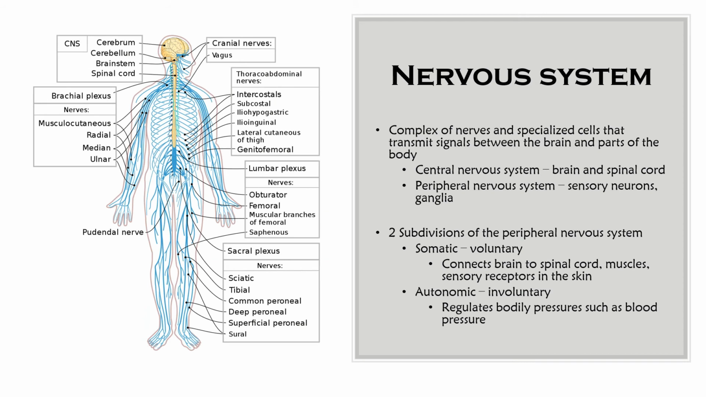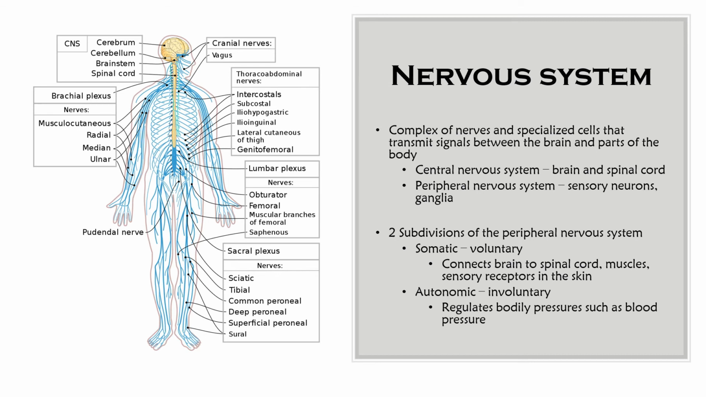Alright, moving on to the nervous system. The nervous system is basically a complex of nerves and specialized cells that transmit signals between the brain and parts of the body. You have the central nervous system that is comprised of your brain and spinal cord, and your peripheral nervous system that's comprised of any sensory neurons and ganglia. There are two subdivisions of your peripheral nervous system.